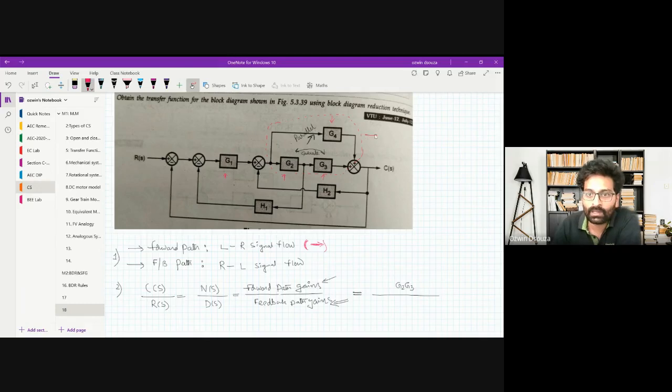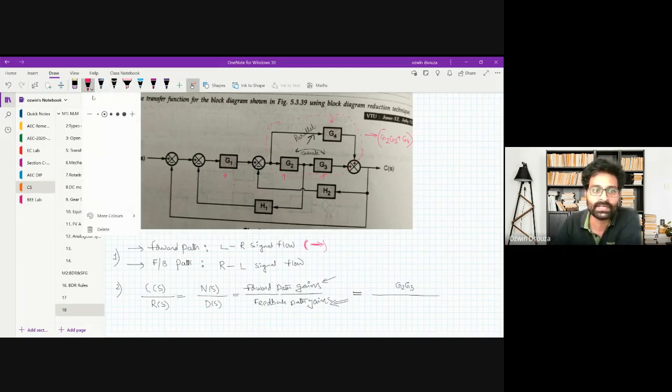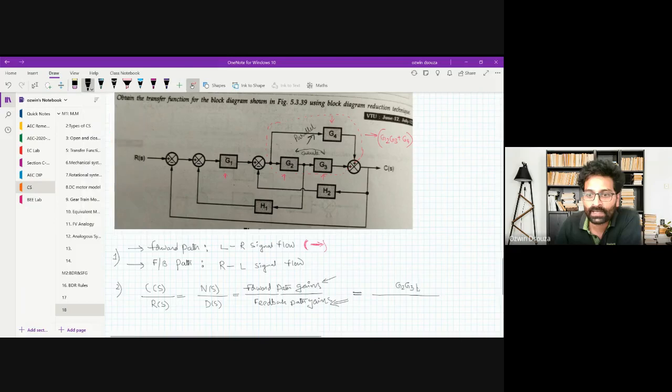The overall transfer function of these three blocks is basically G2 into (G3 plus G4). Okay, so directly you can write it down here: G2 into (G3 plus G4), close the bracket. And this overall transfer function comes in cascade with G1.